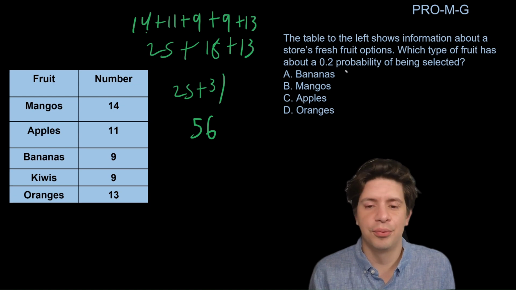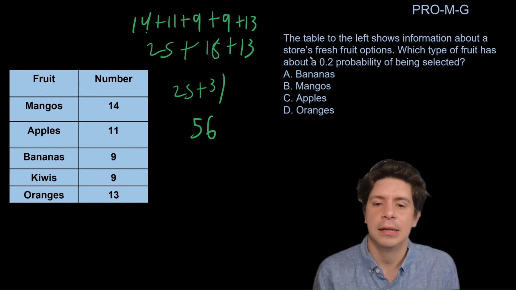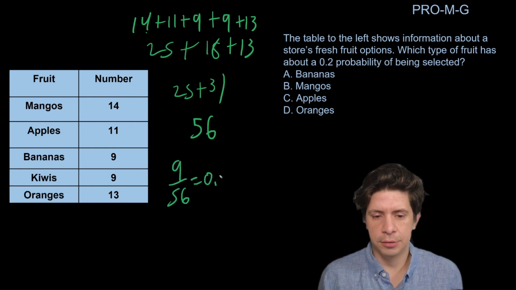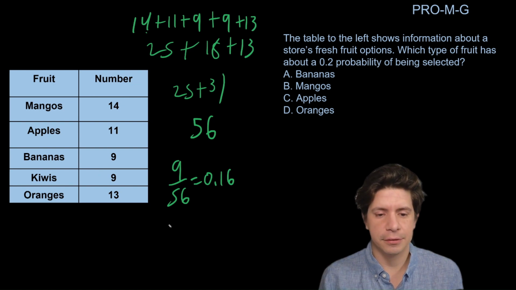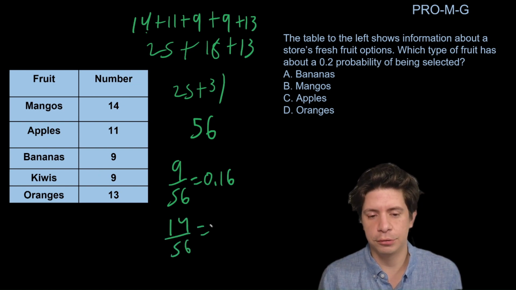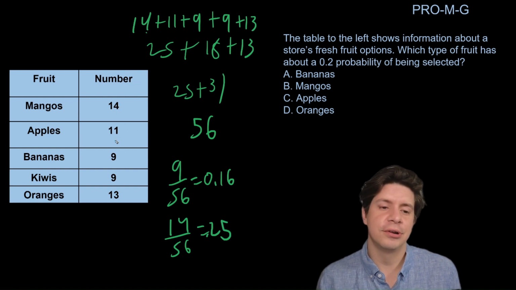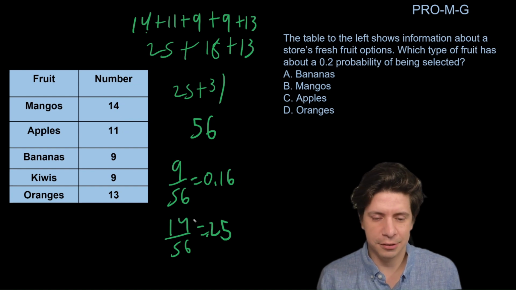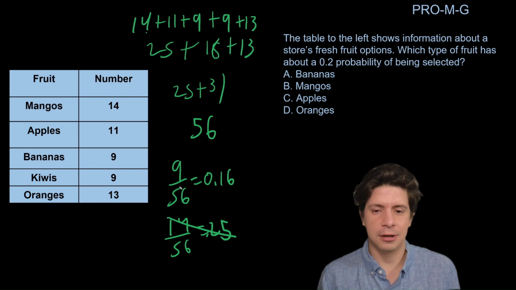Which of these gives you a 0.2 probability? So that's about a 1/5 probability. We have bananas, 9 over 56. 0.16. Okay, then we have mangoes, 14 out of 56, which I can tell you is exactly 0.25. You could approximate. If you can do it in your head, you would be able to tell that apples should be the best option, but we're going to work it out together here. 0.25. This one's farther than the 0.16, so we'll cross it off.